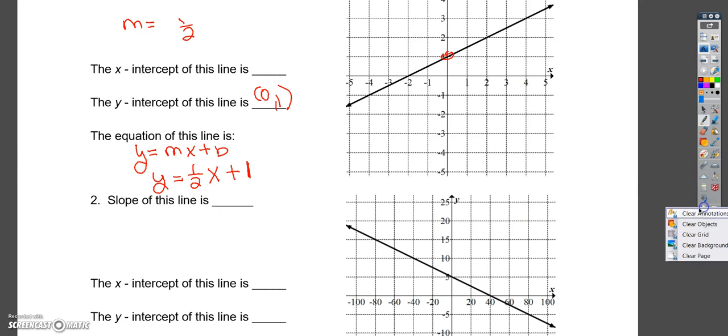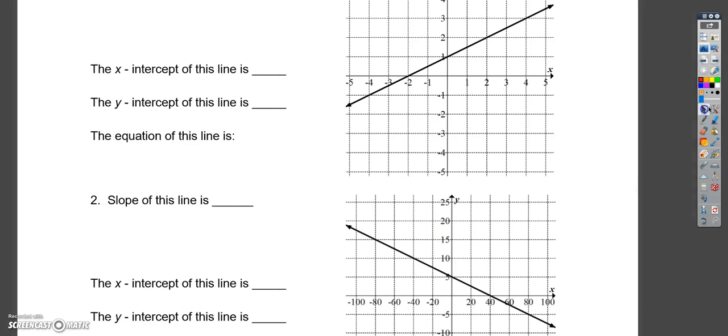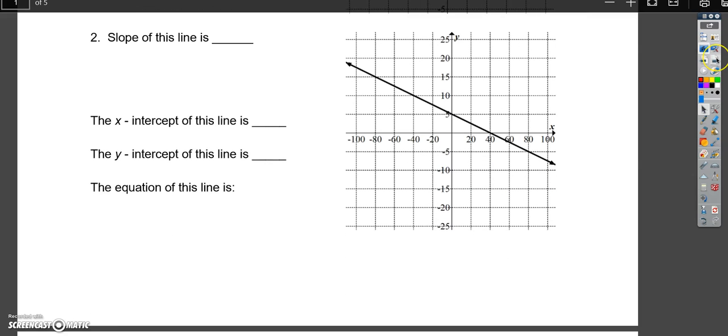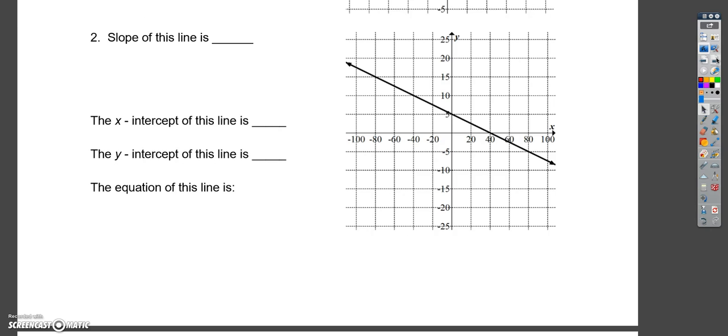Okay. Next one. So the slope, here's a point, here's a point. So rise over run. So this is, oh, these are by 5s. Ooh, that about tricked me. That's 5. These are by 20, 40, 60. So these are by 20, so it went -20, -40.